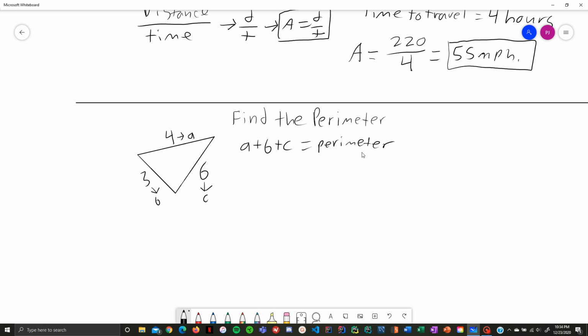So we can go ahead and put these values in. A, we gave the value 4, B, we gave the value 3, so 4 plus 3, and then finally 6 is our last side that we have to put in right there. 4 plus 3 would be 7, and then we bring down the 6, and that would be equal to 13. This could be represented more commonly in feet when you're doing a real life situation. It could be yards, but for our sake, we're going to measure this triangle in feet, so 13 feet is the perimeter of this triangle.